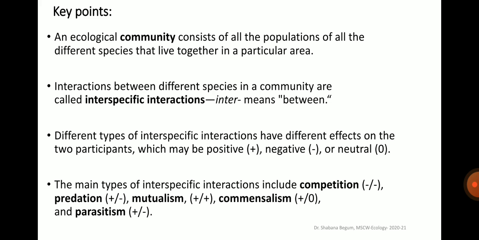So, the key points for this topic are the definitions of ecology and community ecology. An ecological community consists of all the populations of all the different species that live together in a particular area, as I just told you. The interactions between different species in a community are called interspecific interactions, where inter means between. There are also intraspecific interactions, where intra means within. So, interactions may take place between members belonging to two different species or to the same species. Different types of interspecific interactions have different effects on the two participants, which may be positive, negative or neutral. The main types of interspecific interactions include competition, predation, mutualism, commensalism and parasitism.